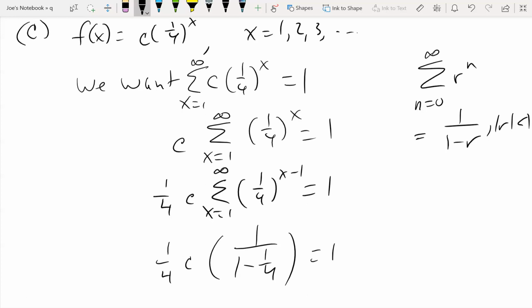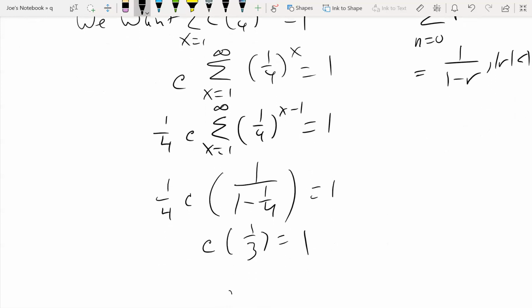So this is 4/3, so you get what? C times 1/3 is equal to 1. So C has to be 3. Because you get 3/4 on the bottom, so you get 4/3 and your 4s will cancel. So you get 1/3.